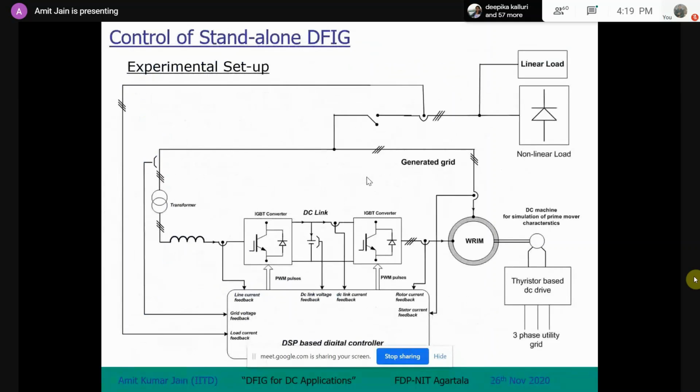So one of the works was a grid-connected DFIG AC system, then a standalone DFIG AC system for an AC network. This was another work we have done. But in this case, as I told, there is no AC grid available to us. So if an AC grid is not available, then we even have to generate an AC grid. We have to regulate it.